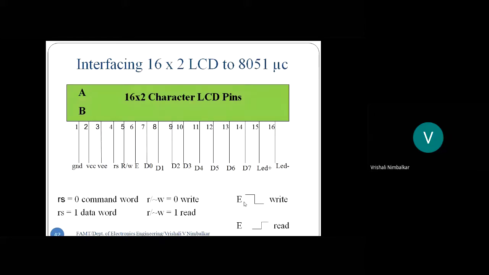And the third signal, E, enable. Whenever there is a falling edge, the write operation gets activated. When the microcontroller places a rising edge, the read operation is activated. Is that okay? So these are the 3 signals which are going to control the LCD.